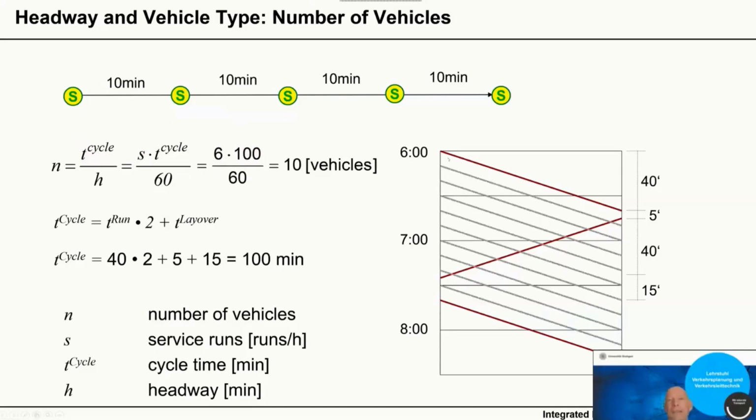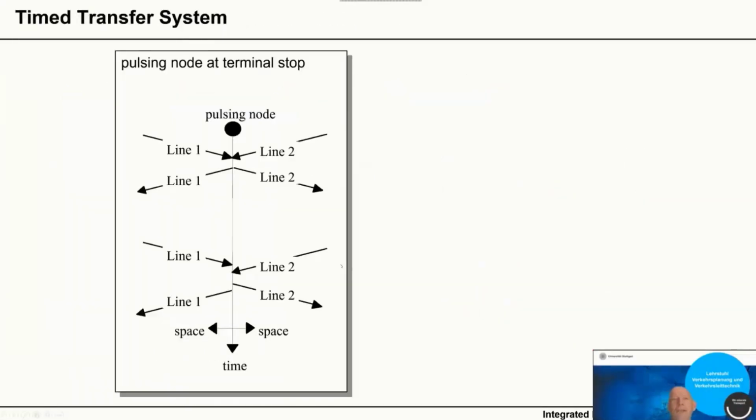And we can see those 10 vehicles. The first vehicle departs at 6 o'clock, and then we need 10 vehicles until we can reuse the first vehicle again. So in simple periodic timetables, if we allocate the lines only within one line, it's easy to compute the number of vehicles. It's different if we have interlining and if we have irregular services, if you don't have a regular system.